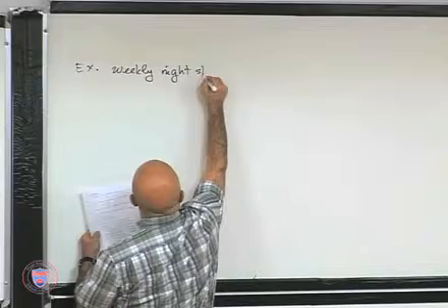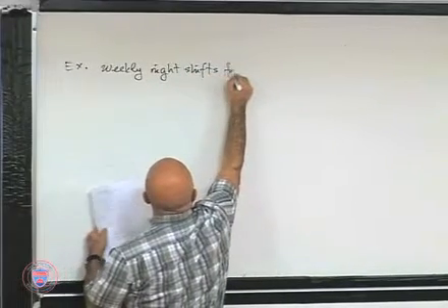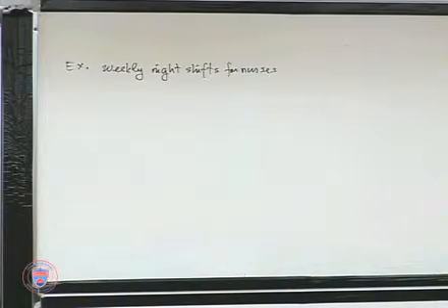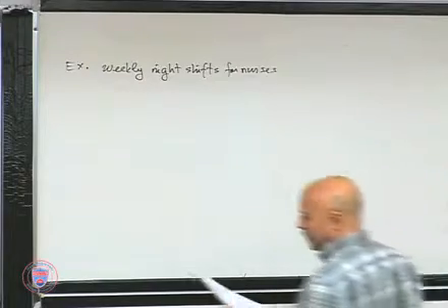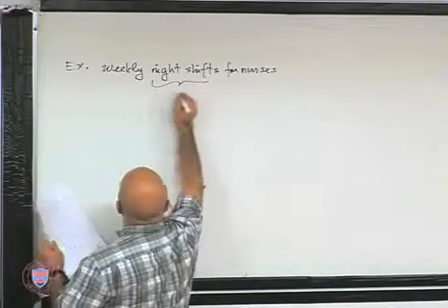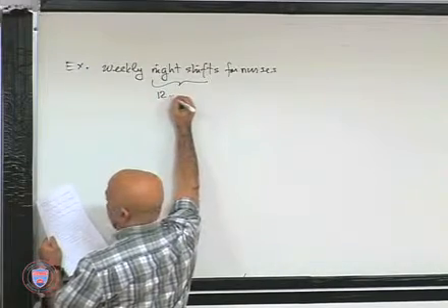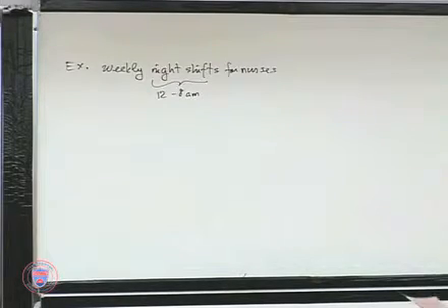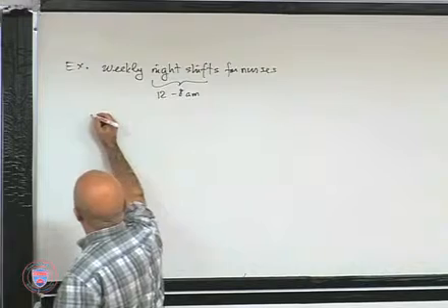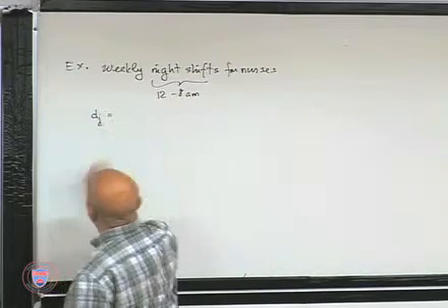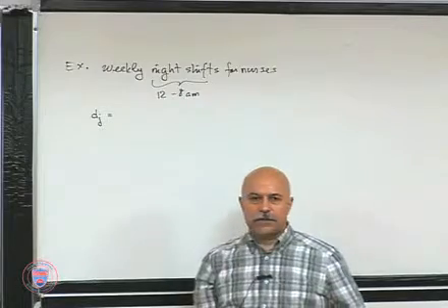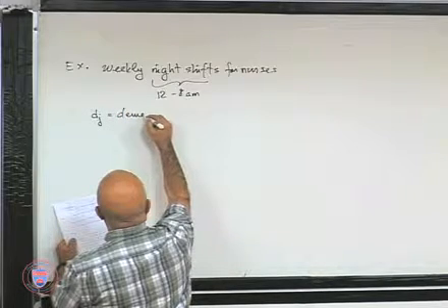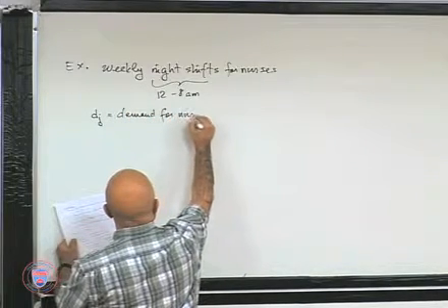Weekly night shifts for nurses in a hospital. Okay? So this time, instead of buses, you've got nurses in a hospital. The night shift goes from 12 midnight to 8 a.m., 8 hours. Okay? And we assume, again, we have a certain demand for the night shift on different days of the week. Dj is the demand for nurses.